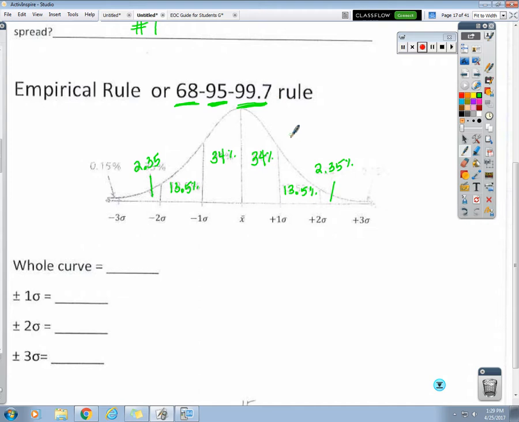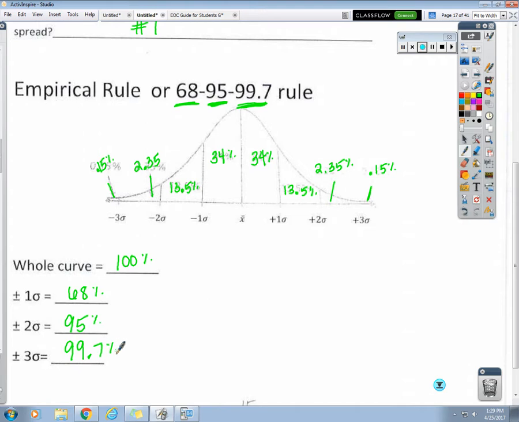99.7. But remember, we talked about how much data is under the curve? 100%. That's why these last 2 sections past 3 standard deviations are 0.15% and 0.15% of the data. And what did those 2 0.15% bring that 99.7 up to? 100%. So the whole curve is 100%. 1 standard deviation above and below together add up to 68%. If you go up to 2 above and 2 below, that all adds up to 95%. And then if you go up to 3 above and 3 below, it adds up to 99.7.